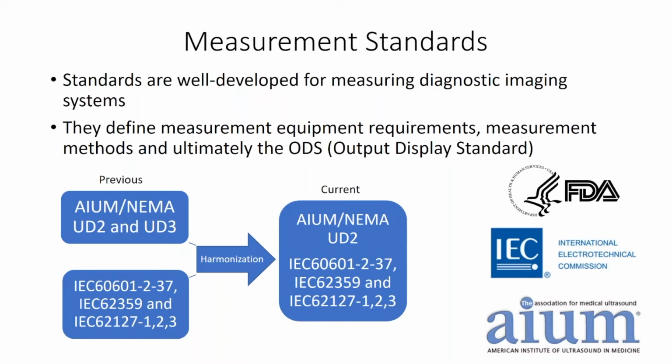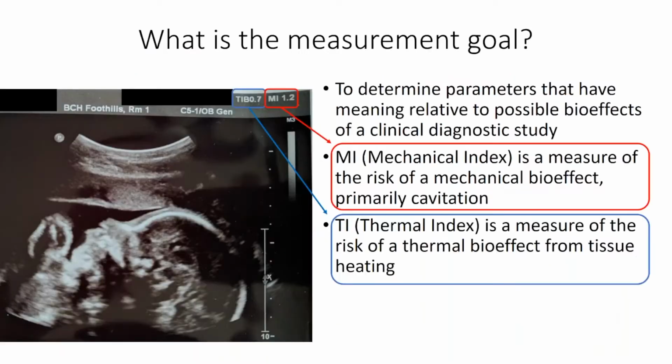Now international standards have been developed and are being harmonized to provide uniform information on acoustic output. The most recent event has been the withdrawal of AIUM NEMA UD3, leaving the related IEC standards shown on this slide as a consensus definition of the ODS, or output display standard. Current standards define not only the measurement equipment requirements and measurement methods, but ultimately they also define the specifics of the output display standard, what and how it is to be displayed.